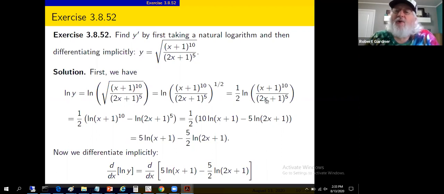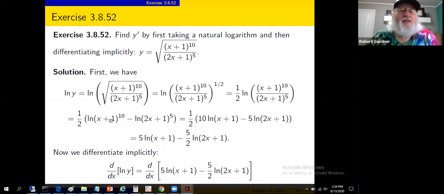Now we've got a log of a quotient. Well, the log of a quotient is the difference of the logs. So we can write this as the log of the numerator minus the log of the denominator. There's a 1/2 out front to take care of that. 1/2, parentheses, log of the numerator minus log of the denominator, other parentheses.